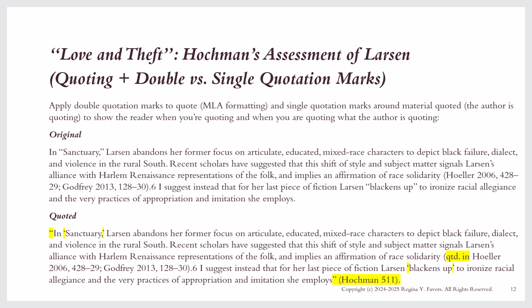So here's the original. In Sanctuary, Larsen abandons her former focus on articulate, educated, mixed race characters to depict Black failure, dialect, and violence in the rural South. Recent scholars have suggested that this shift of style and subject matter signals Larsen's alliance with Harlem Renaissance representations of the folk and implies an affirmation of race solidarity. I suggest instead that for her last piece of fiction, Larsen blackens up to ironize racial allegiance and the very practices of appropriation and imitation she employs.